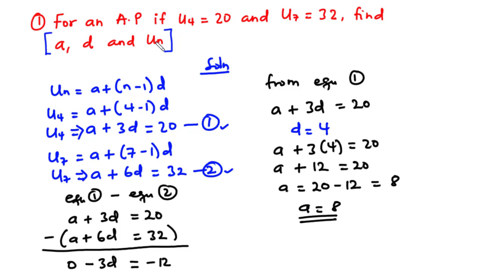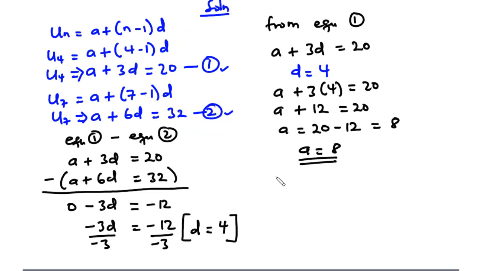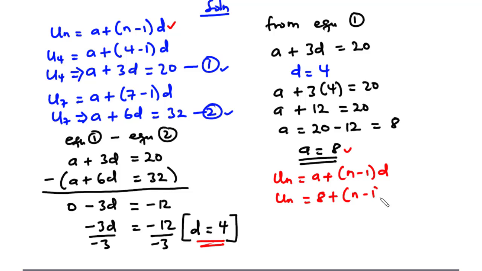Now let's find un, that is the general term, or the formula that produces the sequence. Okay, so we know un equals a plus n minus 1 multiplying d. Now we have d to be 4, and then we have a to be 8. So let's substitute that into this equation. So we have 8 plus n minus 1 times d, which is 4.